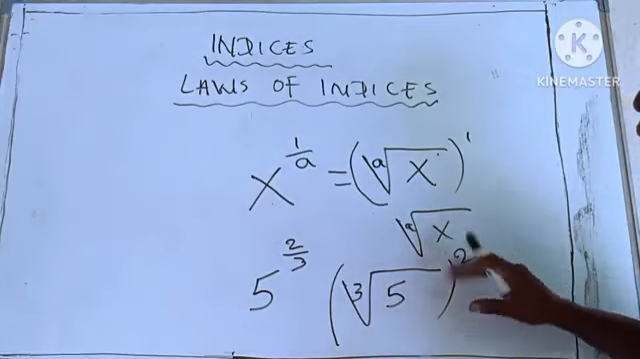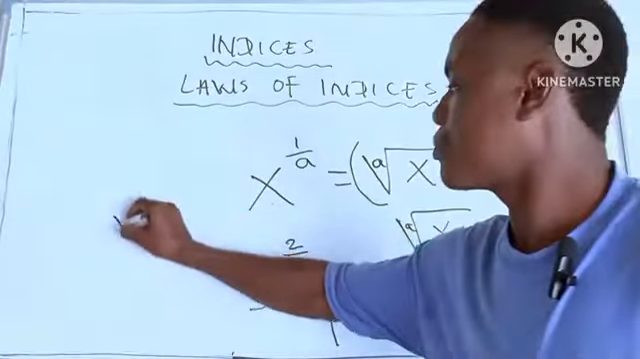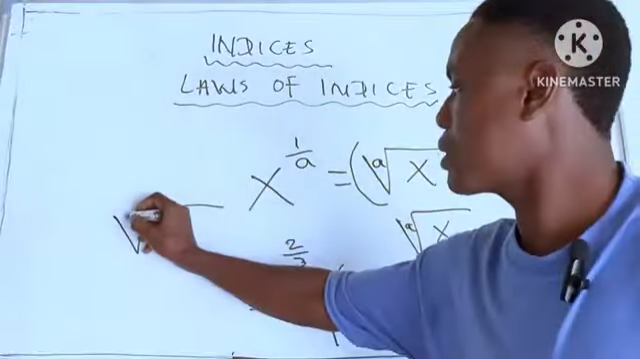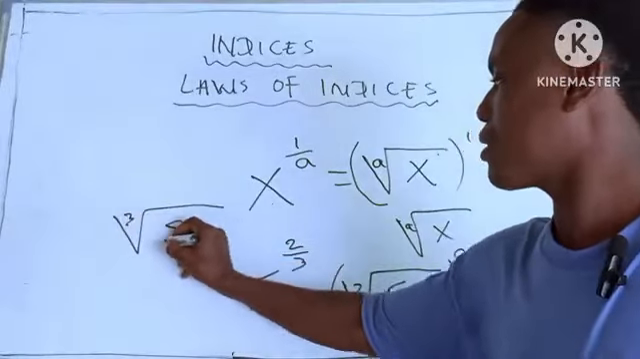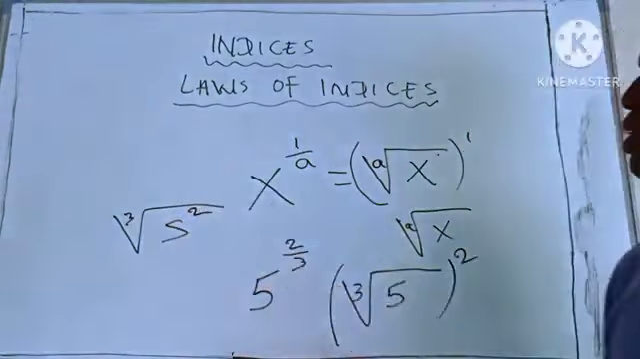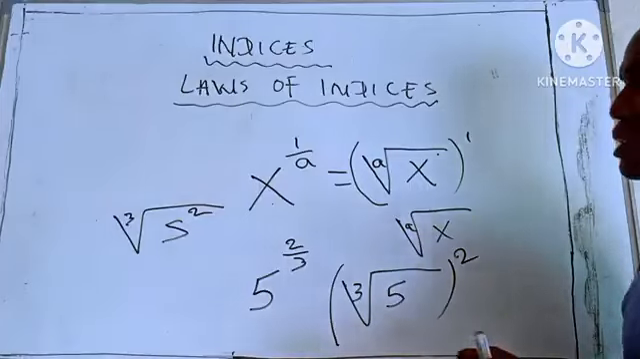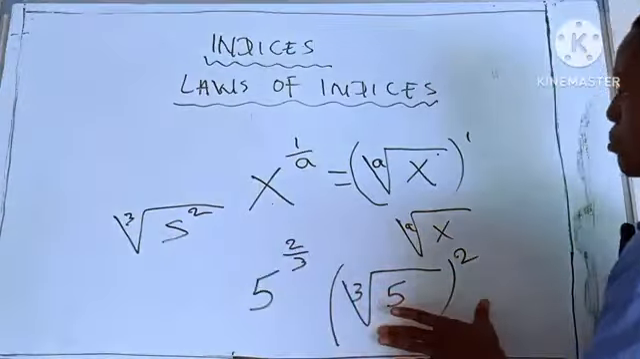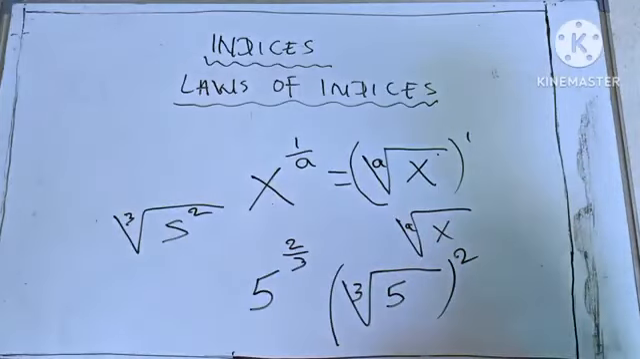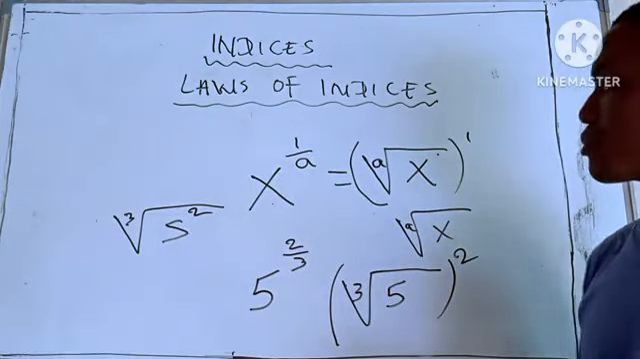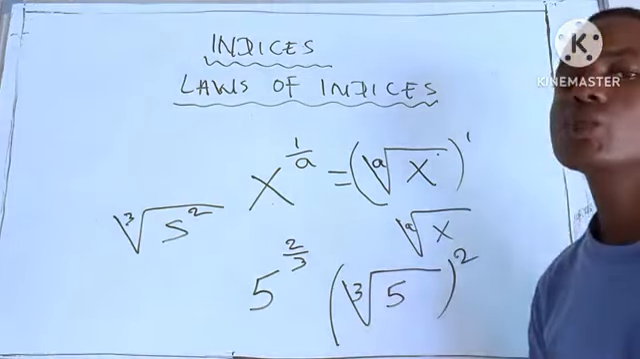So this is how to convert, or it can be in this form. You draw your square root sign, 3, 5, then raised to power 2. Are you getting it? So it can be in this form or in this form. So take note of them. It's very important. Okay, let's move to the next one.